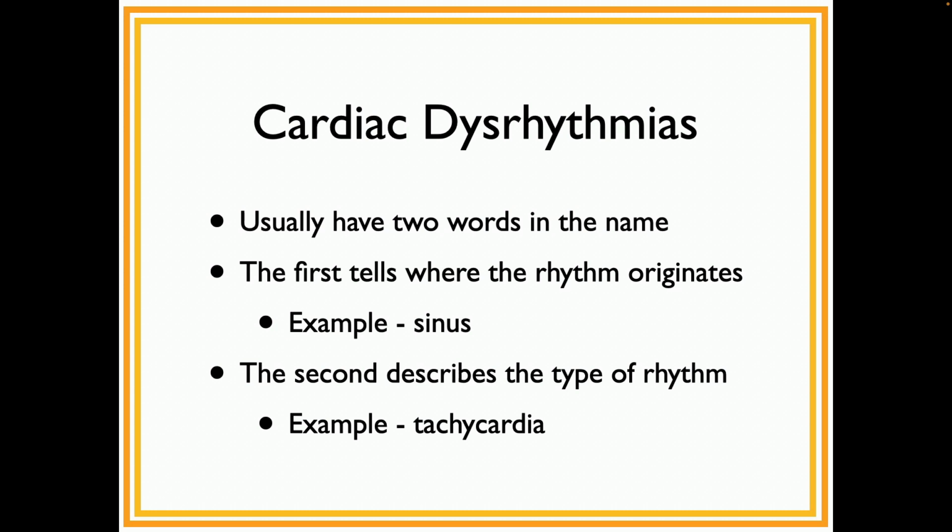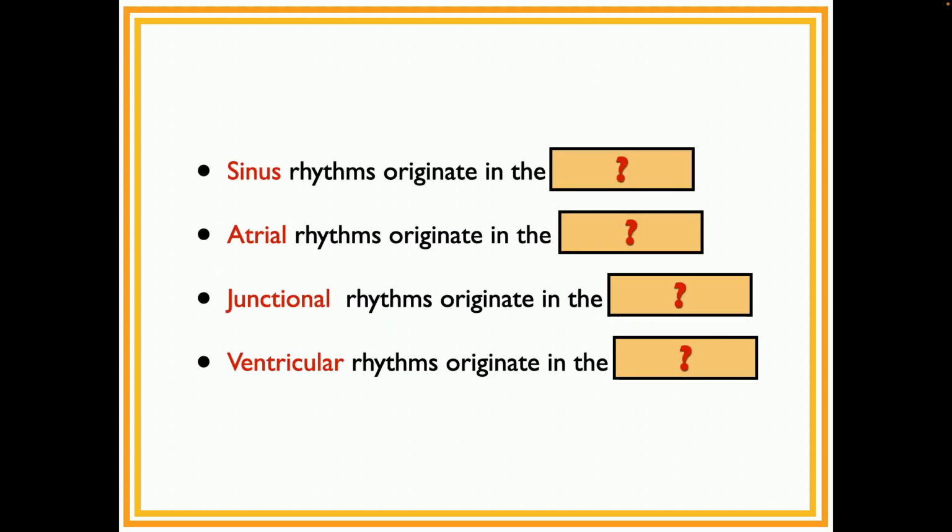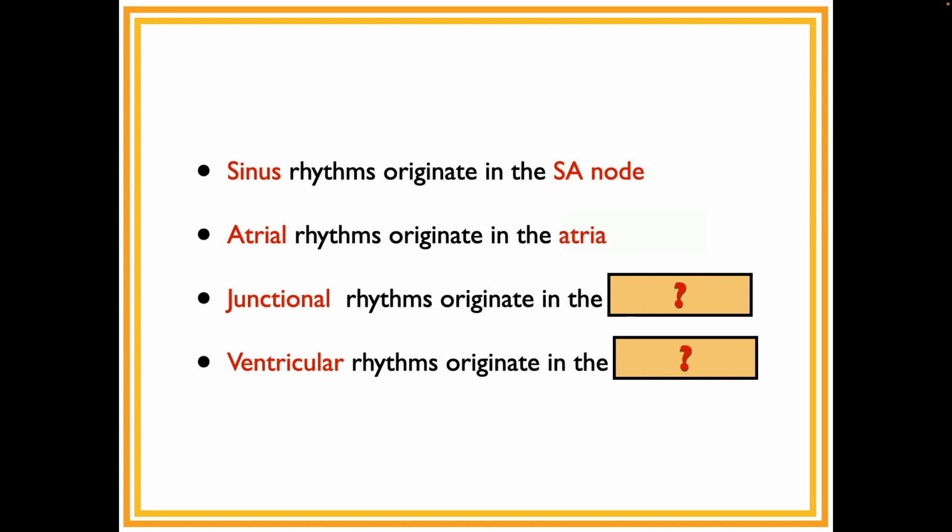So just to be clear, I know this is sort of beating a dead horse, but oh well. Sinus rhythms originate where? SA node. So the pacemaker is in the SA node. And atrial rhythms originate where? In the atria. Yeah, I know, it's a trick question because it's so easy. So atrial rhythms, for some reason, the pacemaker has moved from the SA node down into the atria. Okay, we're not talking about reasons now, we're just talking about what it means.